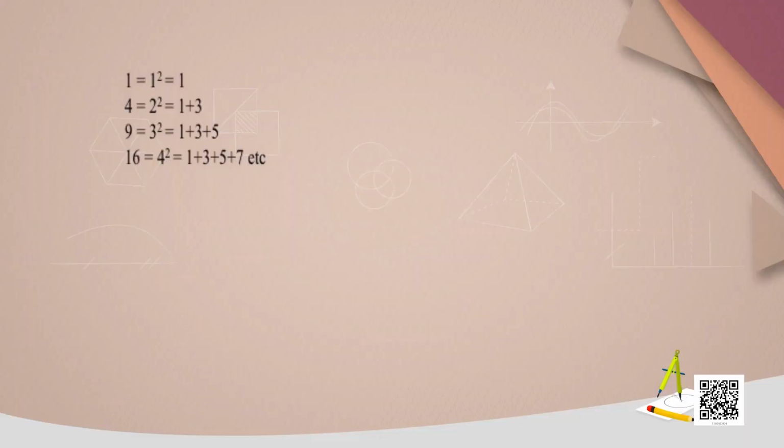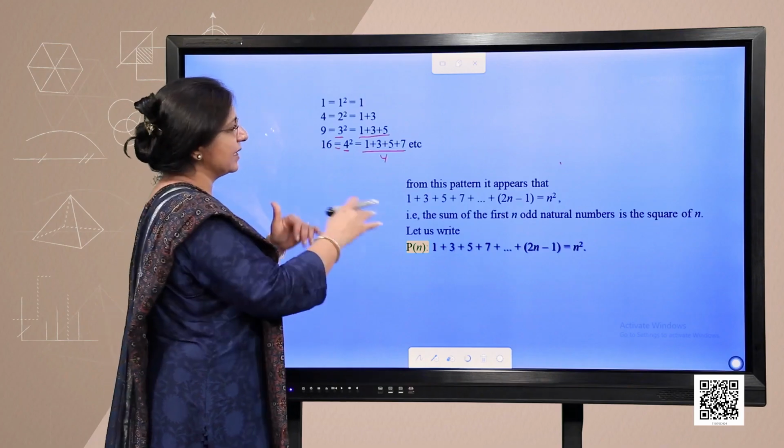Now, observe this pattern where this 1, it is an odd number. The odd number can be represented as the square of the first natural number. The sum of two odd numbers 1 and 3 can be represented by the square of the second natural number. The sum of 3 odd numbers can be represented by the square of the third natural number, and the sum of 4 odd natural numbers can be represented by the fourth natural number's square, because they are 4. And similarly, we can go ahead.